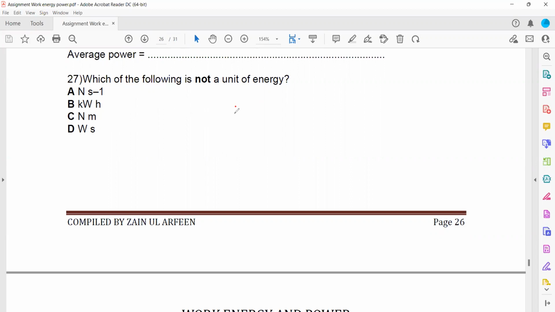Energy has different formulas. Energy is power multiplied by time, because power is energy divided by time. The unit of power is watt or kilowatt, and if time is in hours, it is kilowatt hour. So kilowatt hour is a unit of energy. Then work done is force multiplied by distance. Work done is in joules. Force is in Newton and distance is in meter, so Newton meter is also a unit of energy.